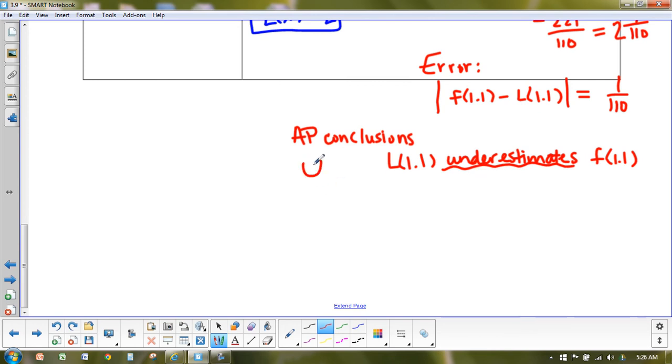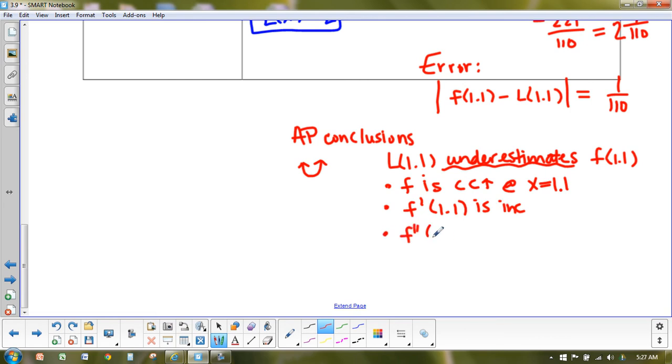Connecting to the derivative, that could tell you that f prime of 1.1 is increasing, because concave up goes with increasing first derivatives. That could also tell you that f double prime of 1.1 is positive. So there are all kinds of different things that AP might want you to know by knowing L of 1.1 and comparing it to f of 1.1. A second thing would be if they just came out and asked for error. That's just wanting you to subtract and get that difference in absolute values.